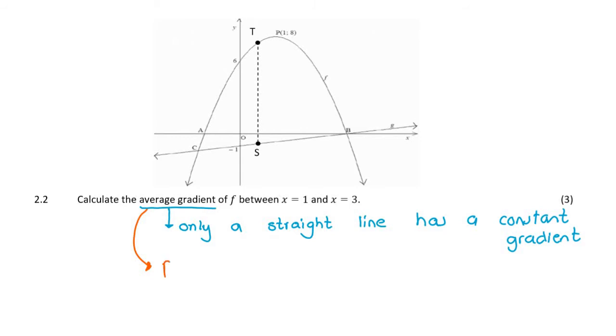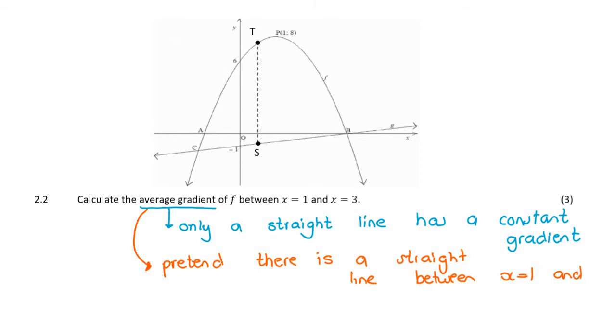What we do is we pretend there's a straight line between x is 1 and x is 3. And what we then do is we find the gradient of that straight line. So we pretend there is a straight line between these 2 points, between x is equal to 1 and x is equal to 3. Don't forget to be writing down these notes because this is how you're going to study in the future.